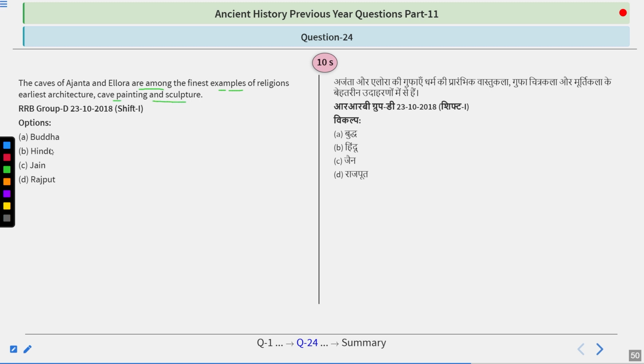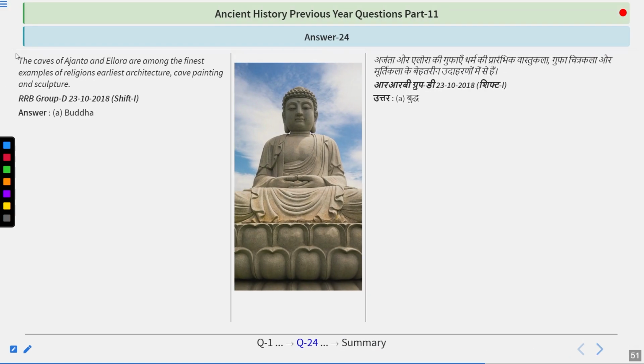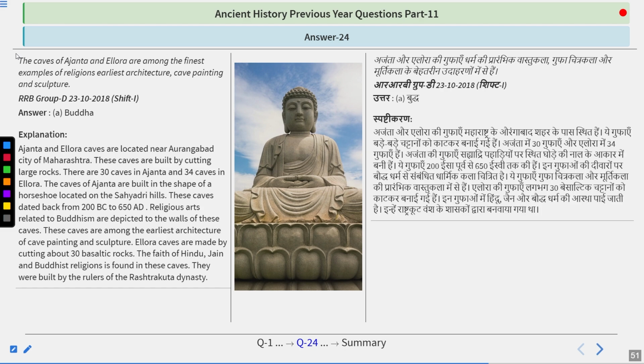So options are Buddha, Hindu, Jain or Rajput. Very simple question. We just did this so many times. Try to answer. And the answer of this question is Buddha. So Ajanta Ellora caves are located near Aurangabad city of Maharashtra. These caves are built by cutting large rocks.